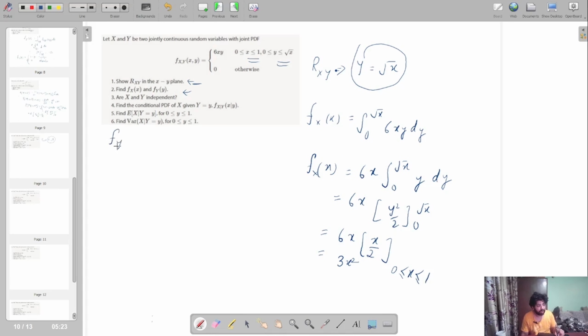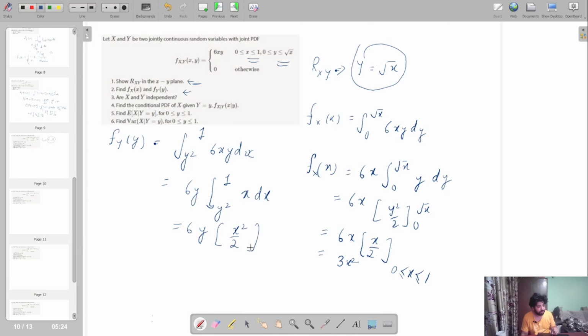Similarly, we can find out the marginal PDF for y. So we will write down here the function. We will have y square here and then 1. Why y square am I writing? Because this is what exactly the integration of the joint PDF will go over. Next, what we write is the function. So I will write down the function, and now we will have 6y here, and this will again be from y square to 1 of x dx. So we have 6y times x square by 2 ranging from y square to 1.